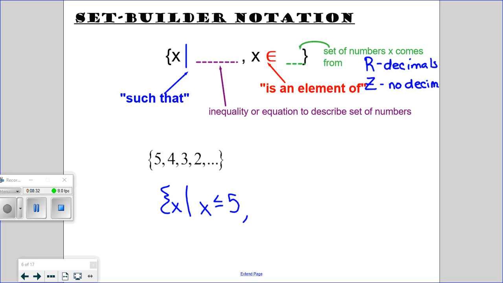Comma. x exists in. The only other thing we have to make a decision on is this. Are we going to use real or integer? If I continue that pattern, 5, 4, 3, 2, 1, 0, -1, -2, am I ever going to say a decimal? No. So if I'm never going to say a decimal, we use integers. Because integer says no decimals, just counting numbers.